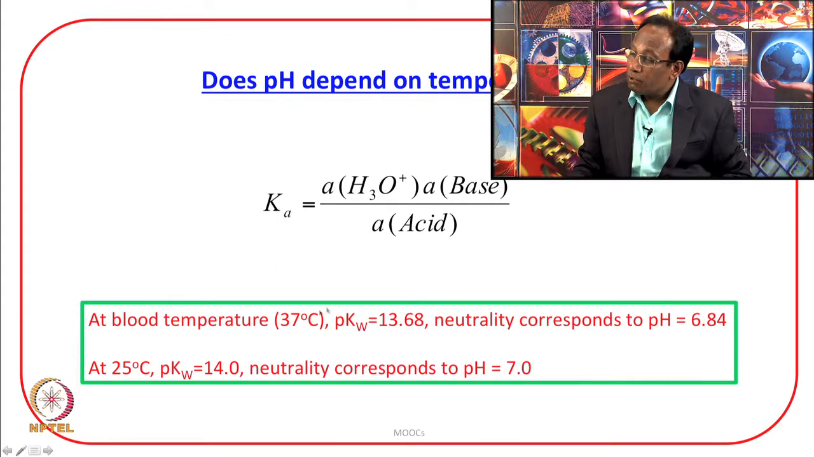Use this value of pKw and set this equal to Kw, you calculate Kw, and Kw is equal to the activity of hydronium ion times the activity of hydroxide ion. When you calculate the activity of hydronium ion and hence the pH, it will come out to be 6.84. So, at blood temperature 37 degrees centigrade, neutrality corresponds to pH 6.84. At 25 degrees centigrade, neutrality corresponds to pH 7. So, this discussion clearly establishes that the pH does depend upon temperature.